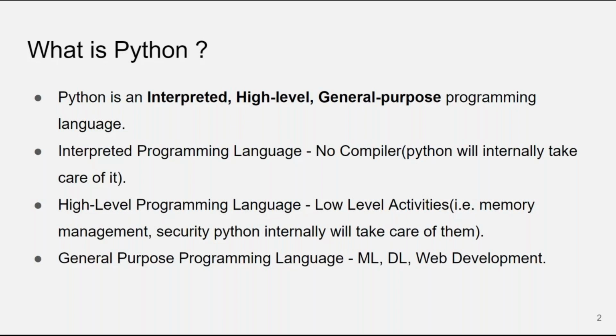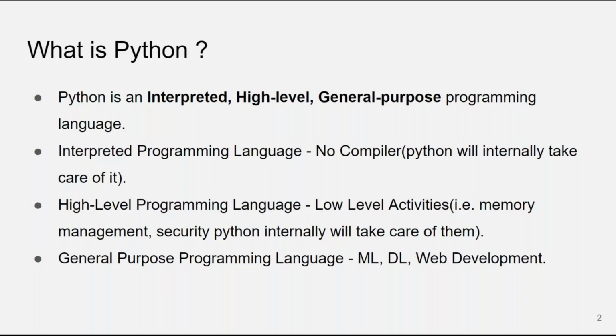All right. So basically there are three levels. One is low level, one is medium level, and the last one is high level. So at least in this 20th century, most of the programming languages are high level programming languages. So what do you mean by it? Simple. All the low level activities like memory management and security related issues will be internally taken care of by Python itself. So this feature we call high level programming language.